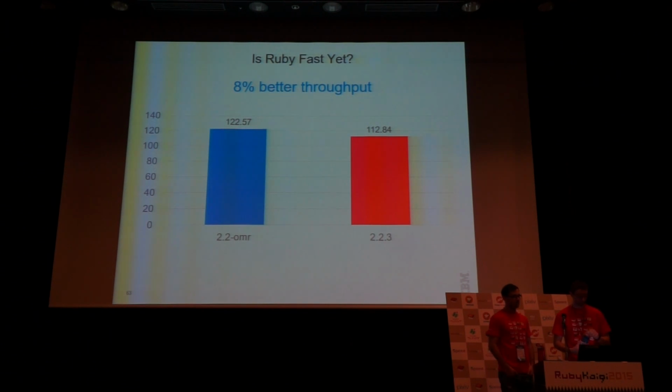So 100 is what? On the left, there's the Ruby implementation with OMR. On the right is stock Ruby. It's a little bit hard to see, but it's 122 requests with 2.2 OMR, 112 with 2.2.3 Ruby. I see. Okay, so you say that it's completely compatible with MRI? Yes, complete compatibility, nothing's broken. Okay, thank you.